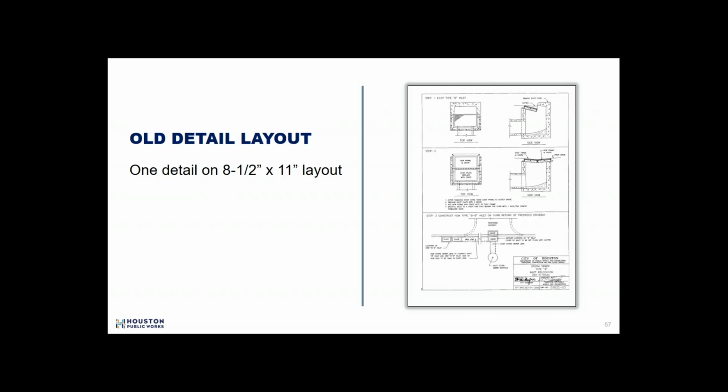So shown here on the right is an example of the old detail layout. It shows one detail on an 8.5 by 11 inch layout sheet. There are some drawings that are still available on the website in this format, but that's primarily due to them not being a part of this review cycle. Those details will be revised as they come up in future review cycles.